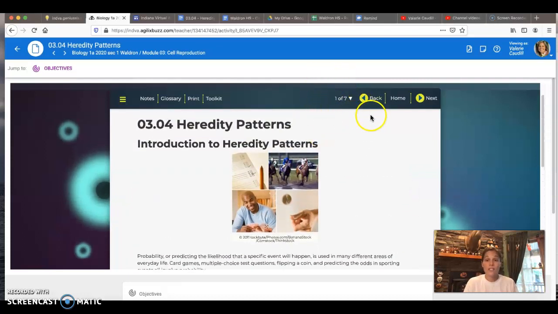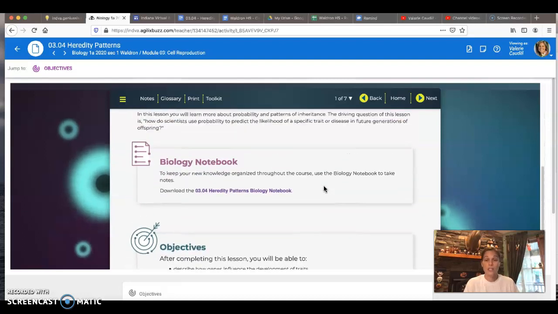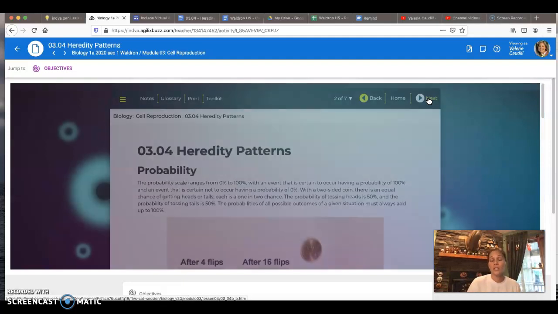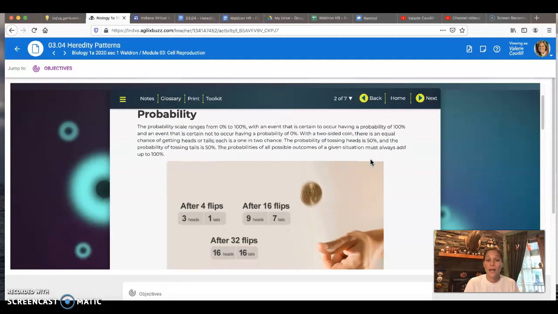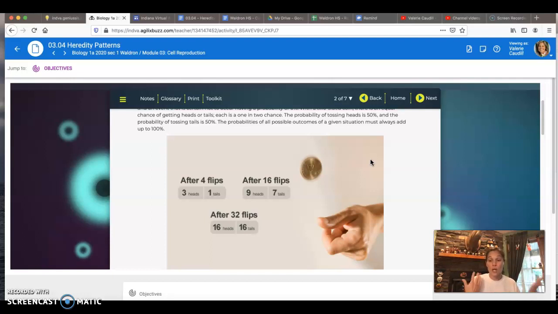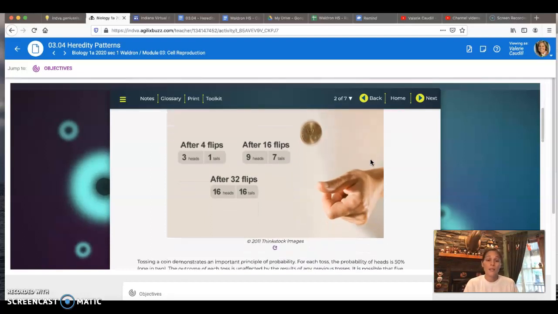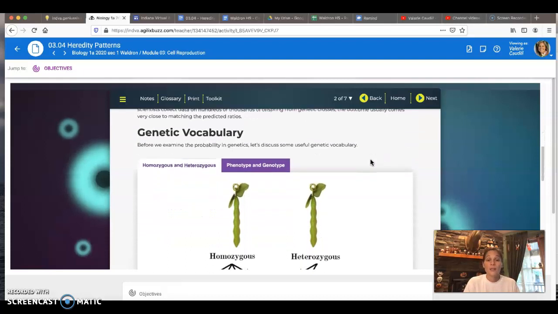All right, you see we have 7 slides, so you will read through this first slide, the introductory page. When you're done with that and documenting anything that you need to on your notes handout, then go on to slide 2. Here we're looking at hereditary patterns, and you're learning about probability, the chance that something will happen. They have an example of flipping a coin. What's the probability if you flip a coin, the coin will show up with heads, or what's the probability that tails will be visible?